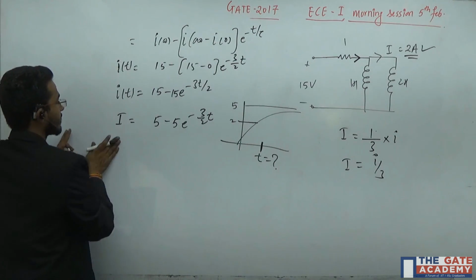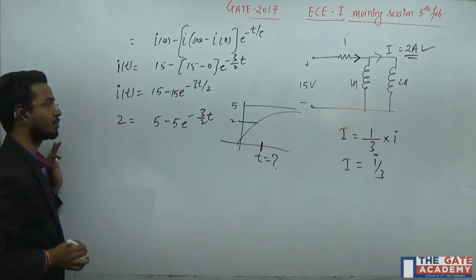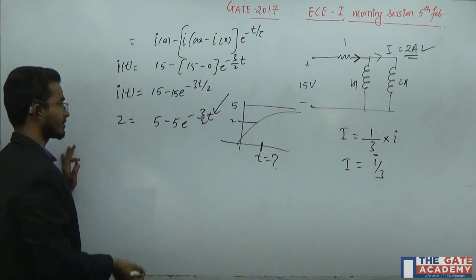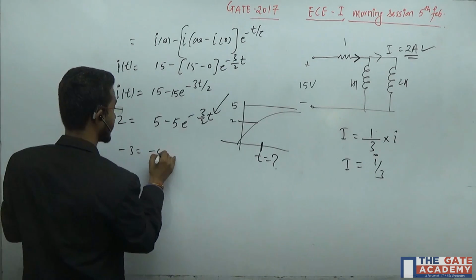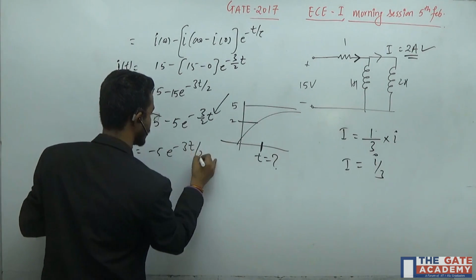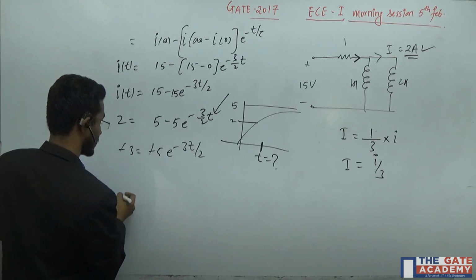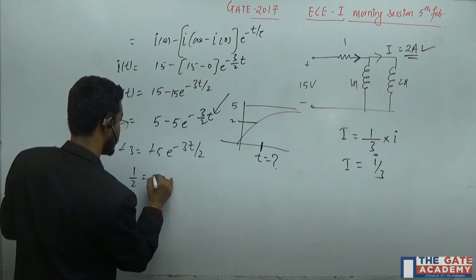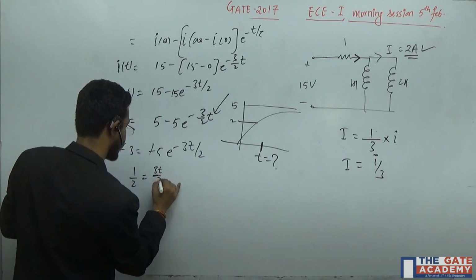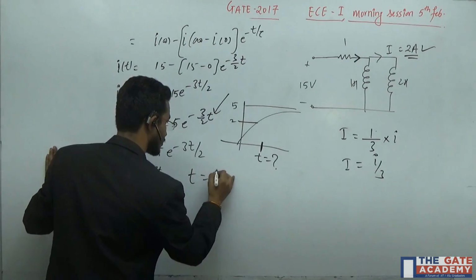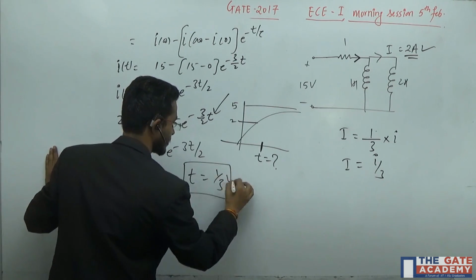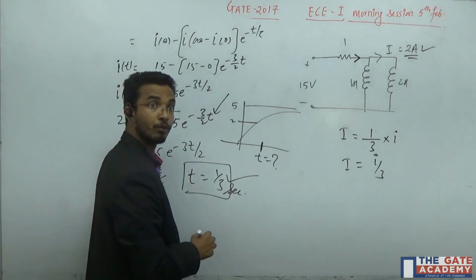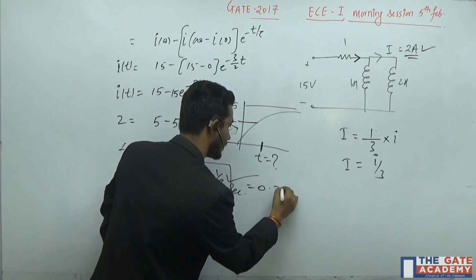Now I know the current is 2, and I have to calculate this term. You just have to take minus 3 divided by minus 5 e raised to minus 3t by 2. Minus minus will cancel out, and it will become 1 by 2. That means minus 3t by 2 will cancel out, and t equals 1 by 3 seconds. If you want to put it as a numerical answer, 0.33 seconds.